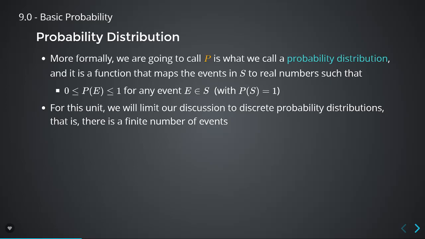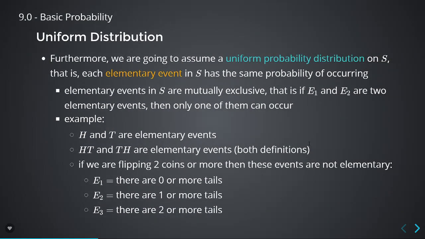Okay, and furthermore, we are going to limit our discussion to discrete probability distributions. So there's a finite number of events, and we're also going to assume that each event has the same probability of happening, and that is what we call a uniform distribution. So here I say that it's not the probability of an event happening, but instead the probability of an elementary event happening.